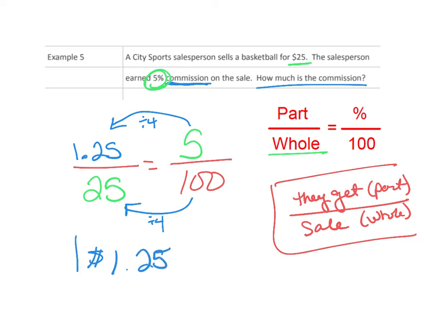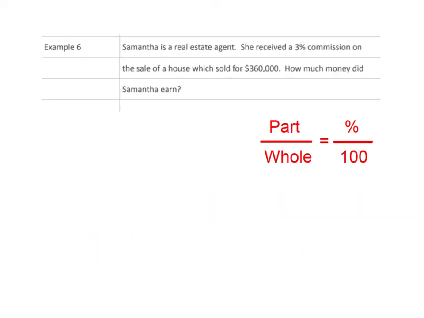$1.25 for that basketball. It doesn't seem like a lot, but number one, the sale isn't that big. It's only $25. And the sales commission is only 5%. So it's not that much at all. So $1.25. Now think about when you buy cars, it's a lot more money. Their commission is going to be more money. So let's do one last one.